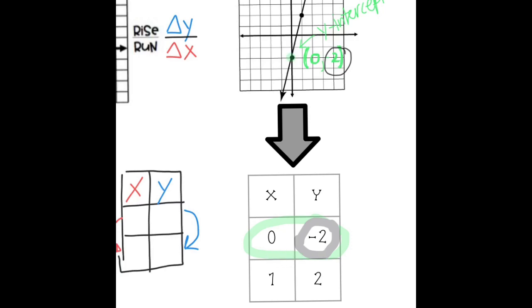Now that you've got those notes, we're going to jump to your assignment and we're going to put all these pieces together and show you how easy it is to write an equation that represents a line.